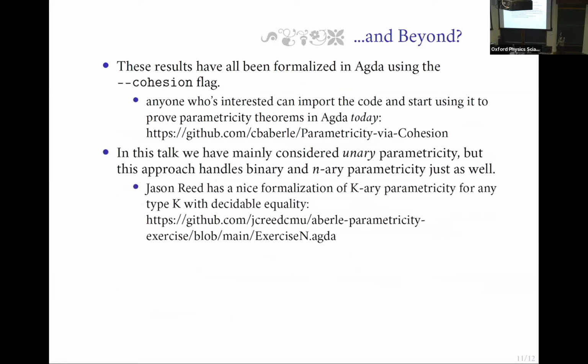And one other thing to note is that in this talk, we mostly talked about unary parametricity, but this approach handles binary and more generally n-ary parametricity equally well. In fact, after I posted the arXiv version of this paper, Jason Reed started playing around with it, and he actually has a really nice formalization of k-ary parametricity for any type k with decidable equality. So this already is a nice advantage of doing this internally in dependent type theory. You can actually push it a bit further than you normally would with external parametricity, because as far as I know, people have only ever really done that for binary arities.